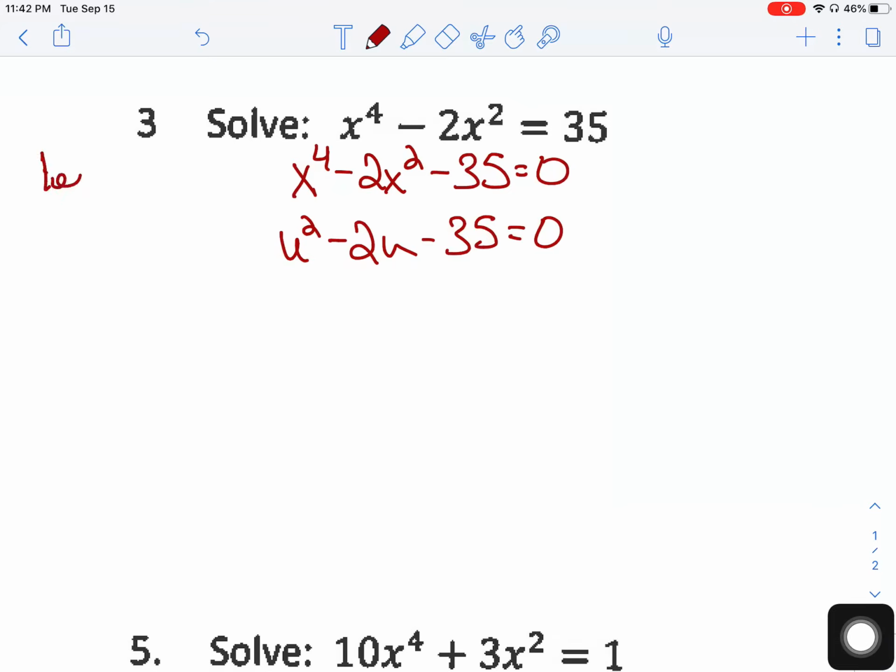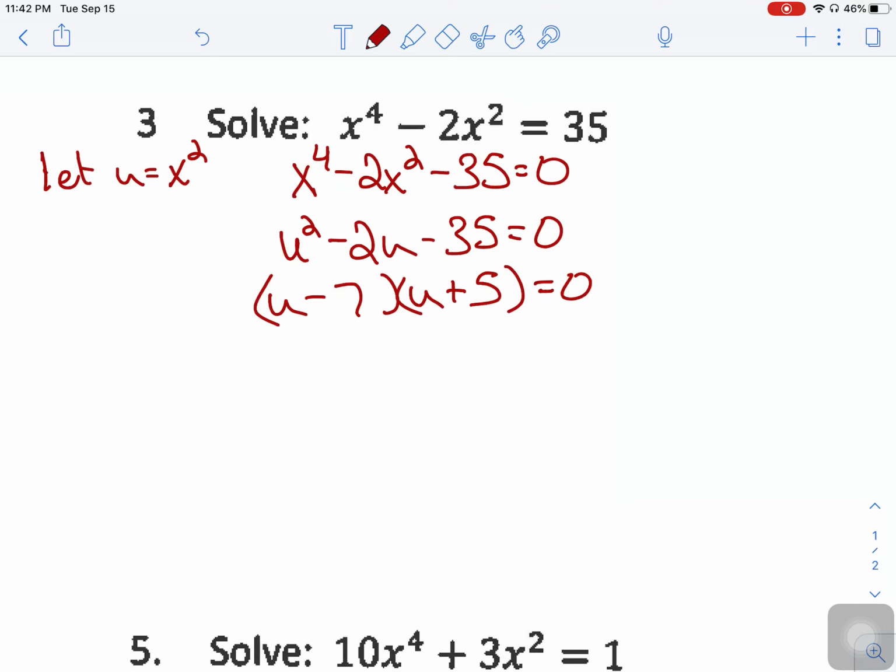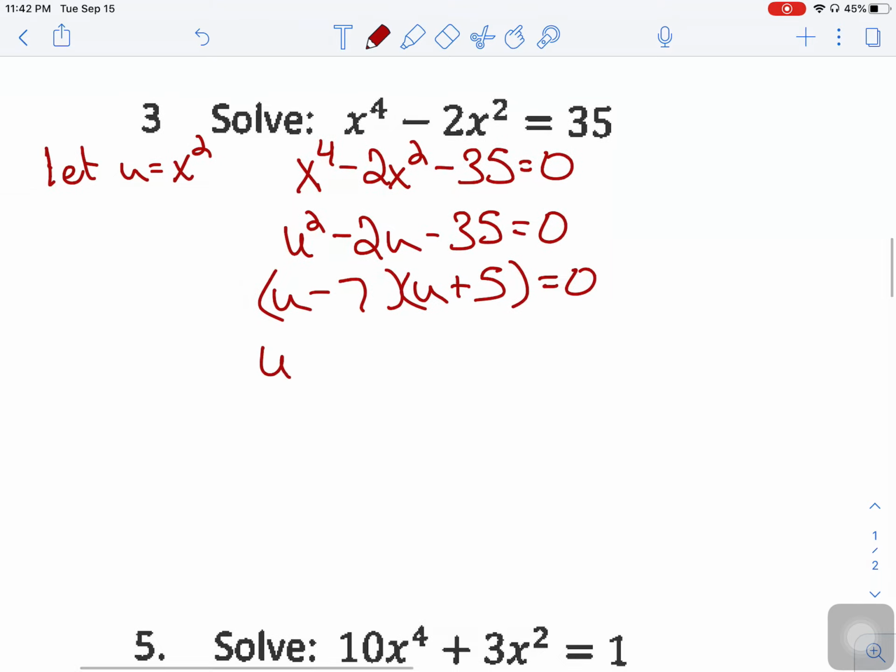And so this is my little, let u, let's actually put that into some letters that make sense. So let u equal x squared, so that way later on we know what we're actually solving for. Take a minute or 2 and factor away. So u minus 7 times u plus 5, which means u is going to equal 7 and u would equal negative 5. If you need a reminder, this is u minus 7 equals 0 and u plus 5 equals 0.